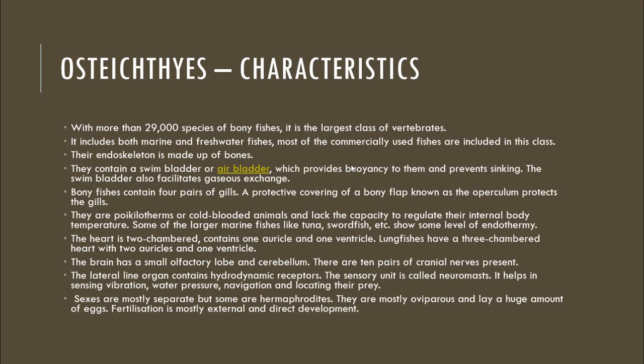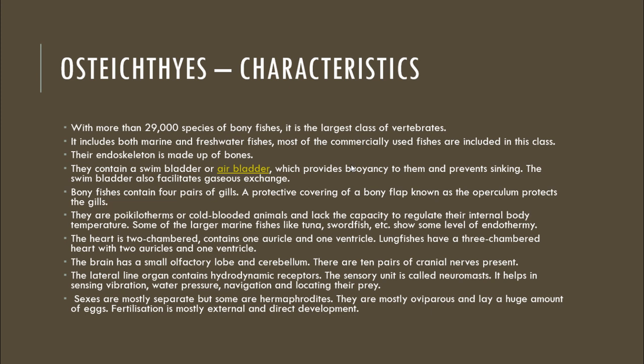Moving on. Their characteristics now. With more than 29,000 species of bony fishes, which is the largest class of vertebrates. The largest class in invertebrates now is what? Arthropods, if you guess well. So it includes both marine and freshwater fishes. Most of the commercially used fishes are included in this class. The endoskeleton is made up of bones. That's where your tilapia and co.